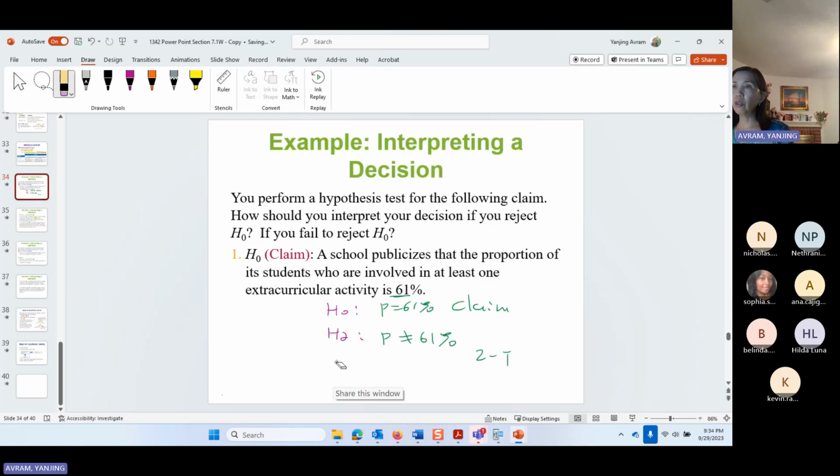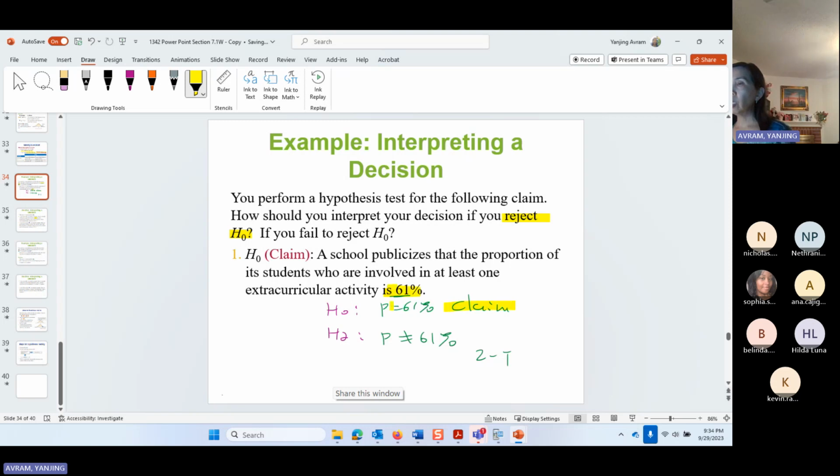All right, so right now we just need to be able to, using the table in here, look at this one right here. If you perform the hypothesis test for the claim, how should you interpret the decision if you reject the null hypothesis? Okay, so the claim here is the school publicized that the proportion of the students involved in at least one extracurricular activity is 61%.